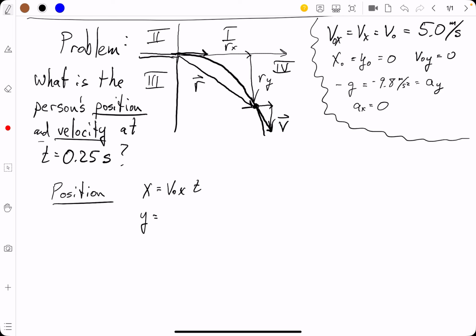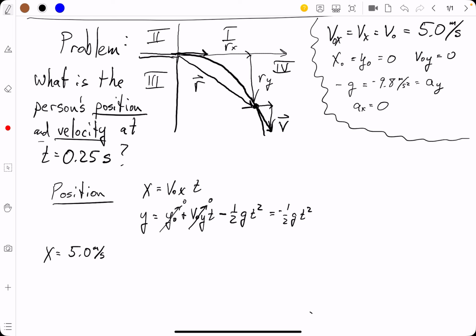In the y direction, we've got y naught plus v naught y times t minus our 1/2 g t squared. Well, y naught is equal to 0. V naught y is equal to 0. So that really leaves us with minus 1/2 g t squared. And we know those numbers, right? We've got all that stuff up in our cloud of knowledge. And so we can go through and figure out both x and y. So x, let's put some numbers in there.